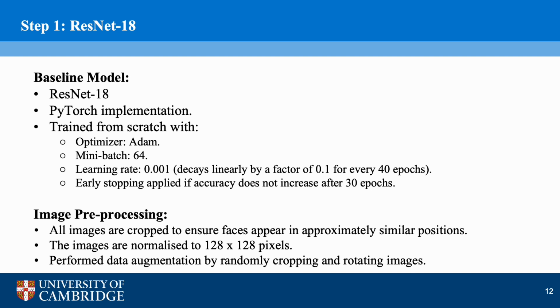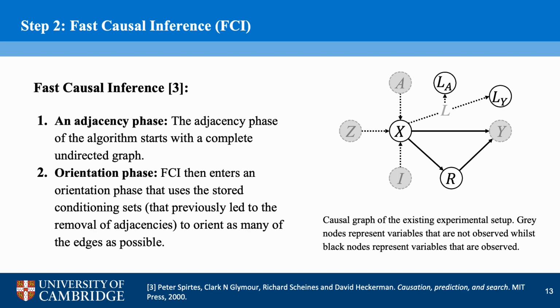Early stopping is applied if accuracy does not increase after 30 epochs. All the images were pre-processed by cropping to ensure faces appear in approximately similar positions. They were also normalized to 128 times 128 pixels. And we also perform data augmentation by randomly cropping and rotating the images.